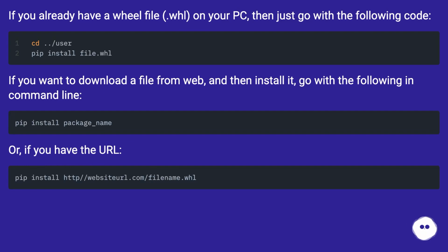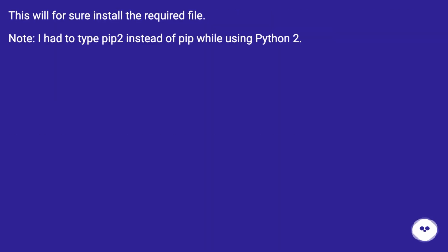Or, if you have the URL. This will for sure install the required file. Note, I had to type pip2 instead of pip while using Python 2.